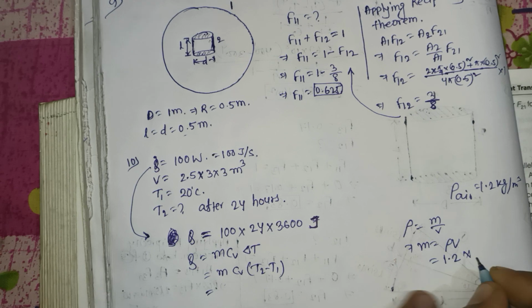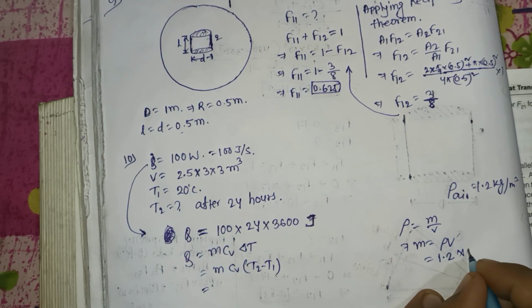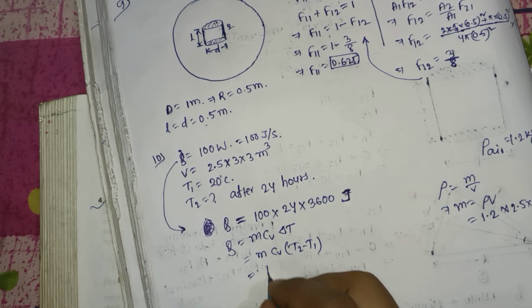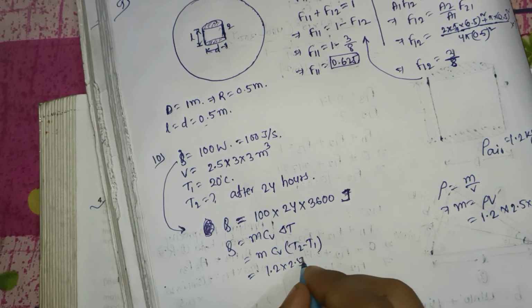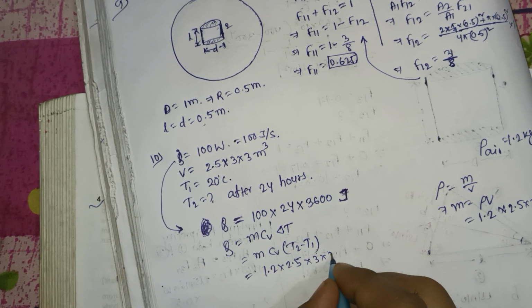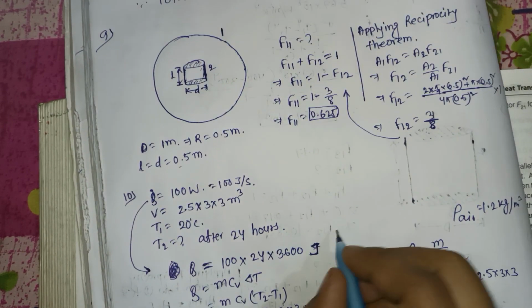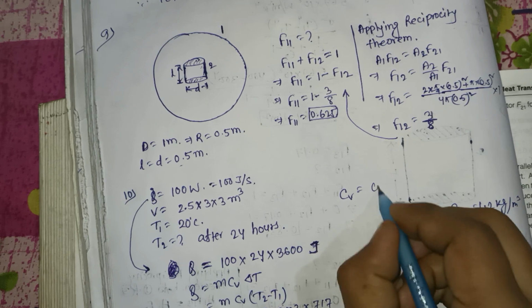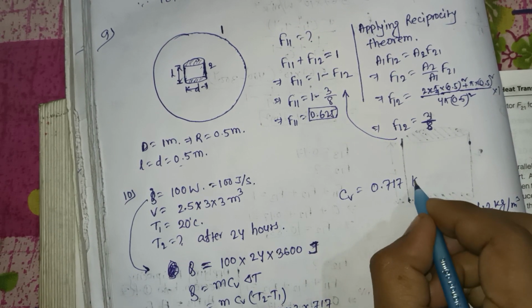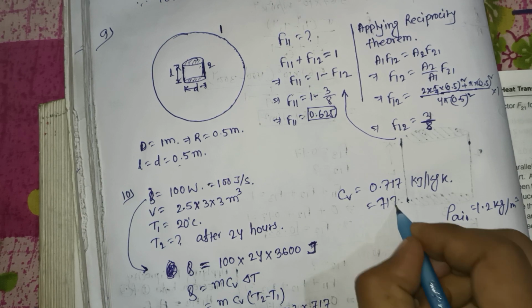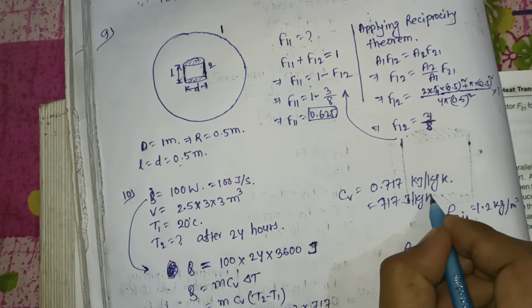Okay, 1.2. What is the volume? That is 2.5 into 2.5 into 3 into 3. So here, 1.2 into 2.5 into 3 into 3. What is the value of Cv? That is 717. The Cv value is equal to 0.717 kilojoule per kg Kelvin. From here, 717 joule per kg Kelvin.